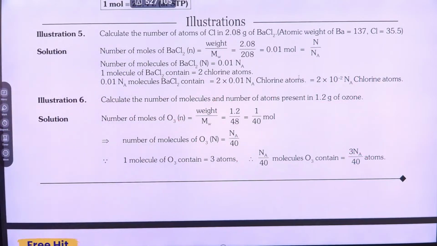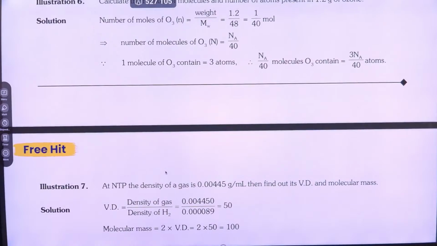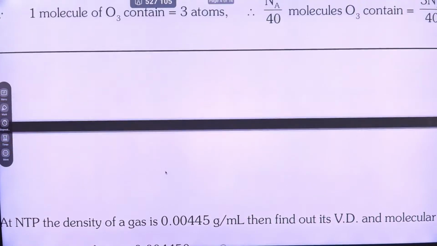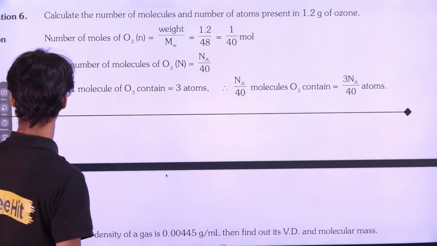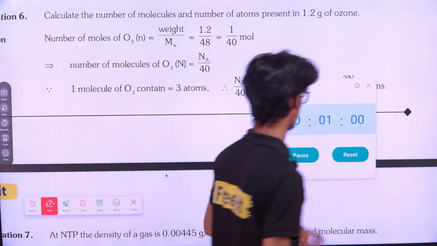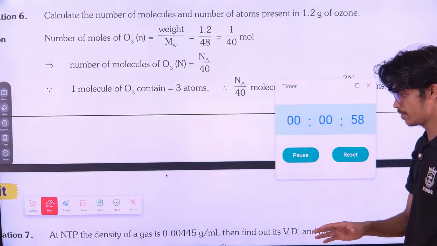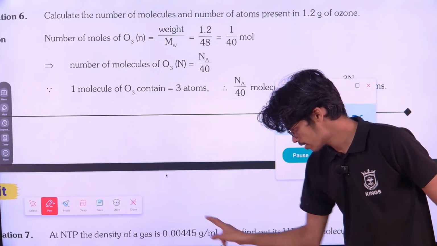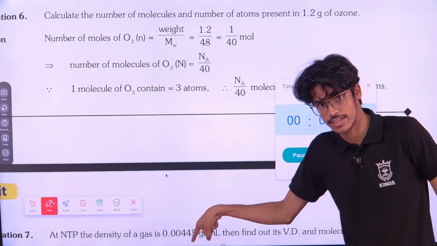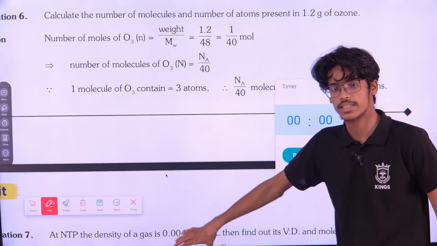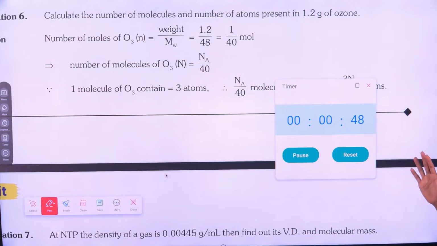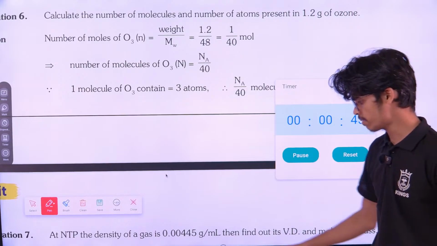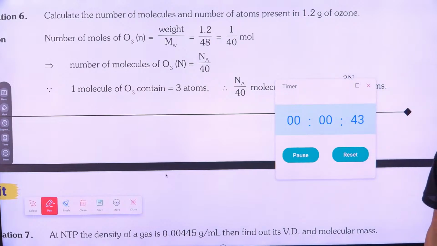Now let's see another question, guys. The question is: at NTP, the density of a gas is this. This is the absolute density, gram per milliliter. Find out its vapor density and molecular mass. How can you find out vapor density and molecular mass by utilizing this? Tell me how.